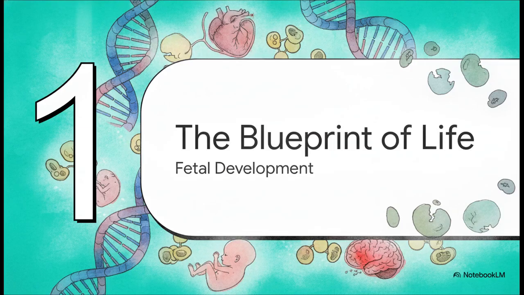Starting with Chapter 1, the blueprint of life, focusing on the awe-inspiring complexity of fetal development. It is genuinely mind-blowing to think about how this all works. Just a few short weeks after conception, this massive cascade of events kicks off. And just a tiny genetic shift, or even a subtle environmental influence during this really early window of pregnancy, can completely alter how a tissue or an organ forms.